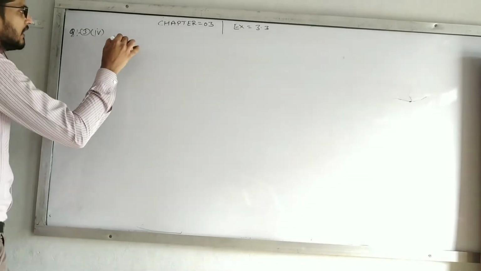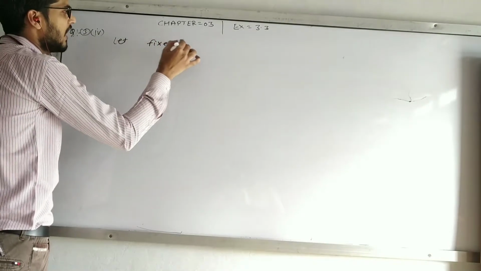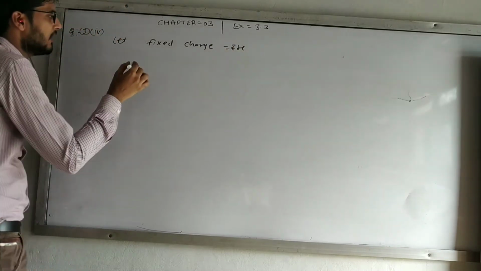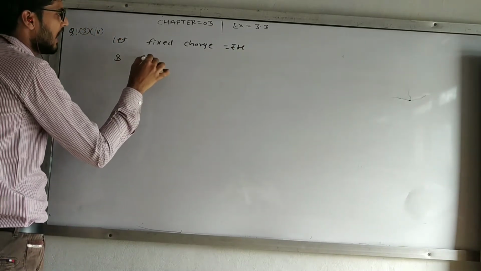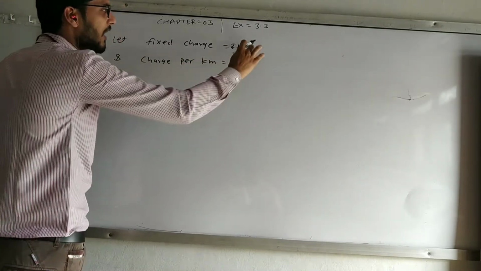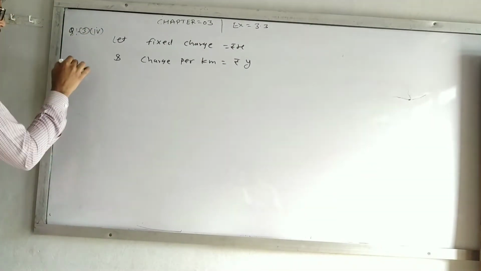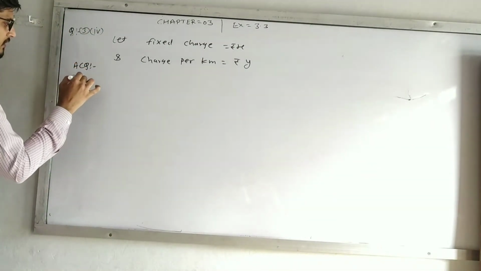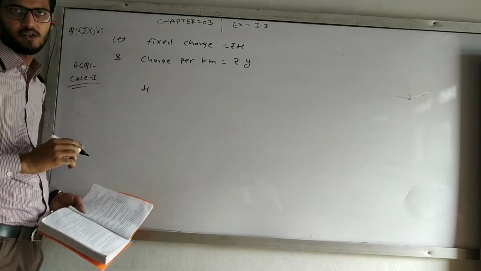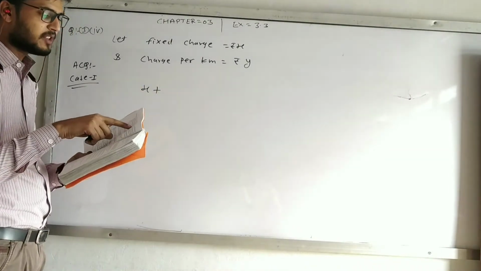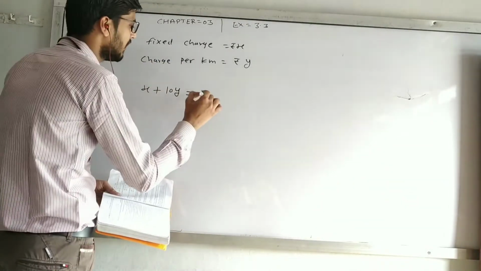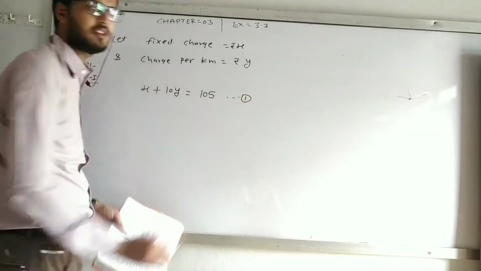So first we let the fixed charge equal X rupees, and the charge per kilometer be rupees Y. It means we have to find the values of X and Y. Then according to the question, case first: the fixed charge is always X, plus he takes a distance of 10 km, so 10Y. He paid 105 rupees. So this is our equation first.